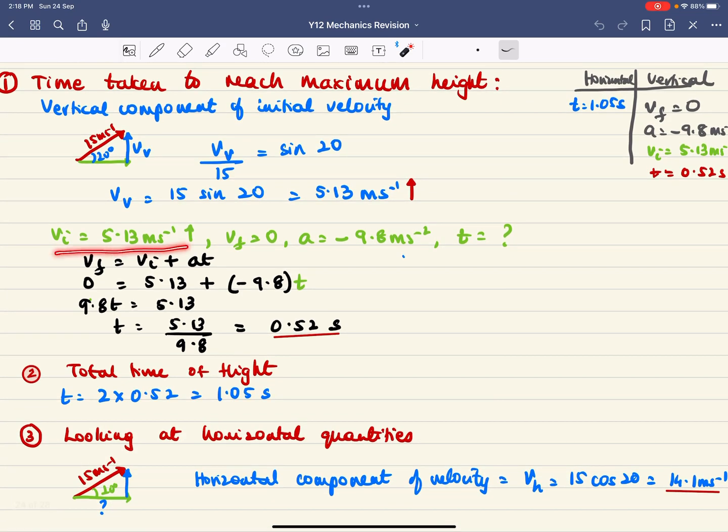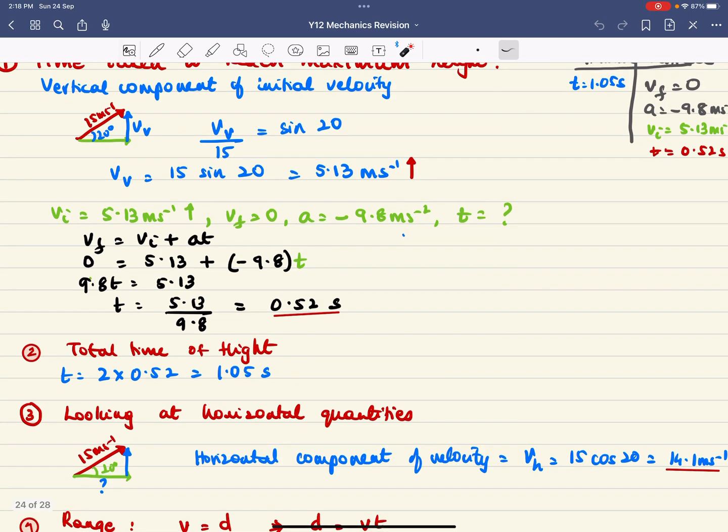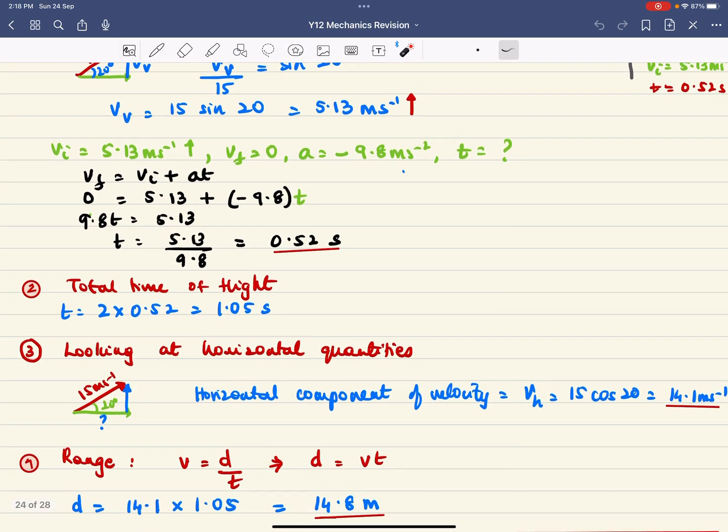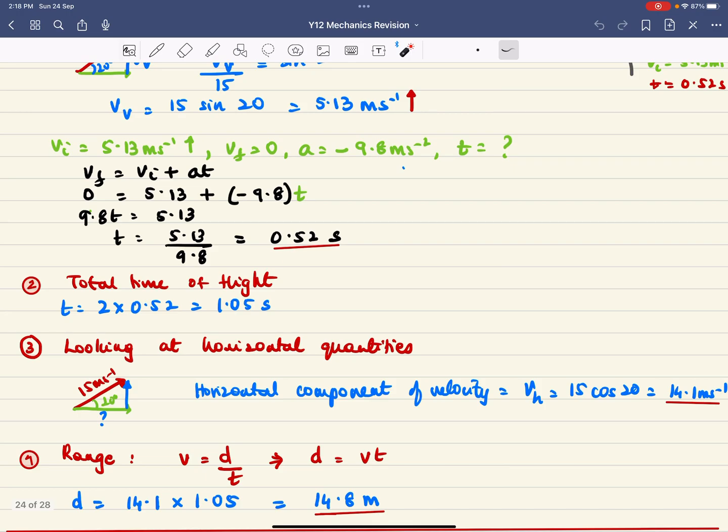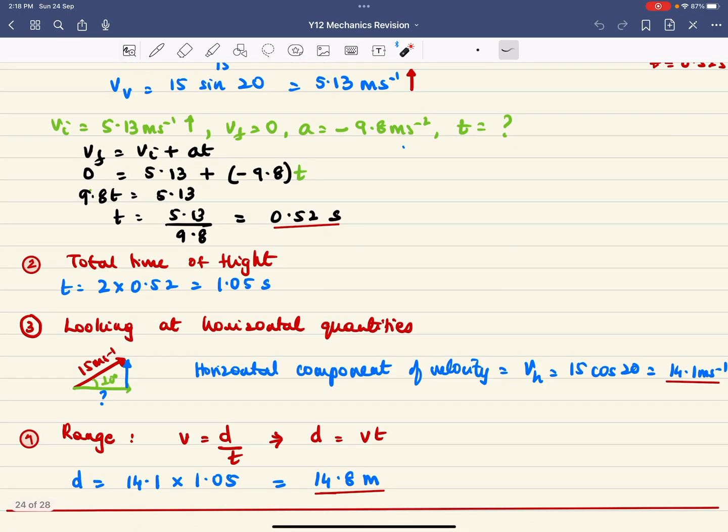Now, knowing the initial vertical velocity, we know the velocity at the top is 0. Acceleration due to gravity is 9.8 meters per second squared, but I put the negative sign because it acts downwards. We're trying to find the time. You use Vf equals Vi plus At, and you get the answer for t, which is 0.52 seconds. That's the time it takes to go halfway, so the total time of flight is twice that.